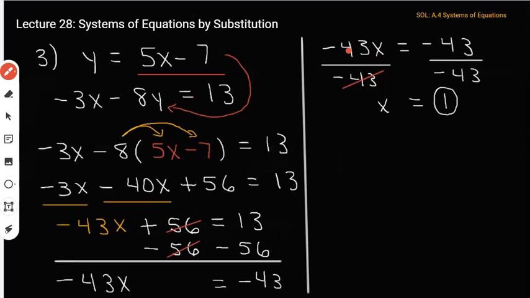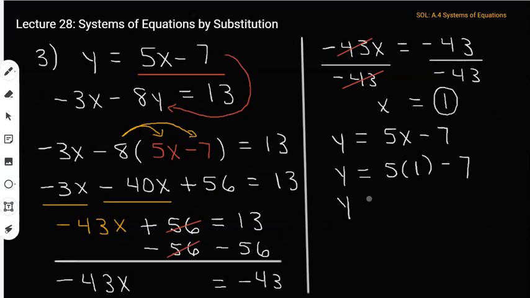Now for the y value, I'm going to have to plug back in. So I'm going to use the top equation, y equals 5x minus 7. And I'm going to plug in my x value that I just found out. I know that x is going to be 1. So I'm going to let this x be 1 right here and see what happens. So in place of the x, I put a positive 1. 5 times 1 is going to give me 5. And then 5 minus 7 is going to give me negative 2.